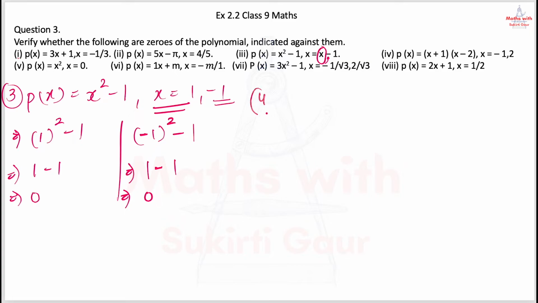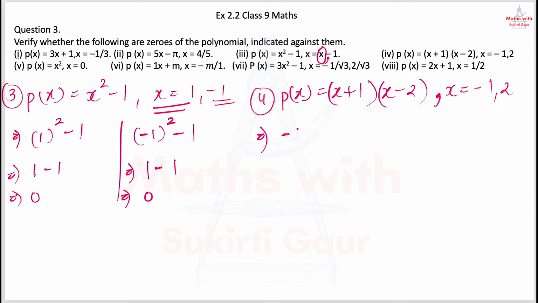Coming on to the fourth part, we have p(x) = (x + 1)(x - 2). And two values of x are given, -1 and 2. First putting x = -1, we will be getting -1 + 1 in the first bracket and -1 - 2 in the second bracket. Minus 1 plus 1 will give us 0, right? Minus 1 minus 2 will give us -3 because minus minus is plus. Any number multiplied by 0 will give us 0. So no need to worry. So x = -1 is the 0 of this polynomial.